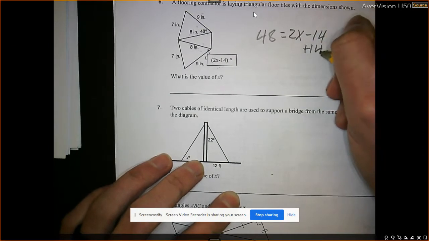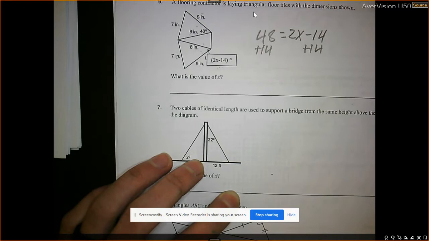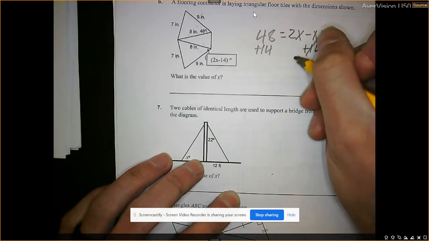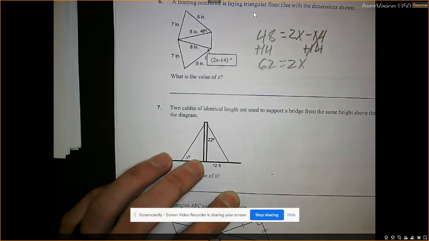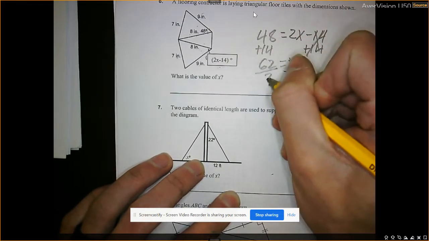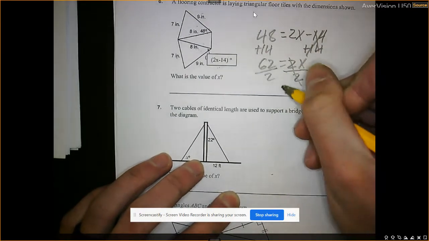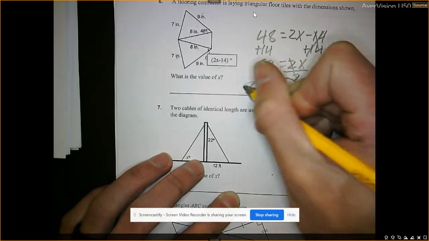Now I have to add 14 to both sides to start solving for x. All right, that is going to get 2x alone on this side. 48 plus 14 is 62. Lastly, to get x alone, I have to divide both sides by 2. That's what gets x alone. 62 divided by 2 is 31. So there's my answer there.